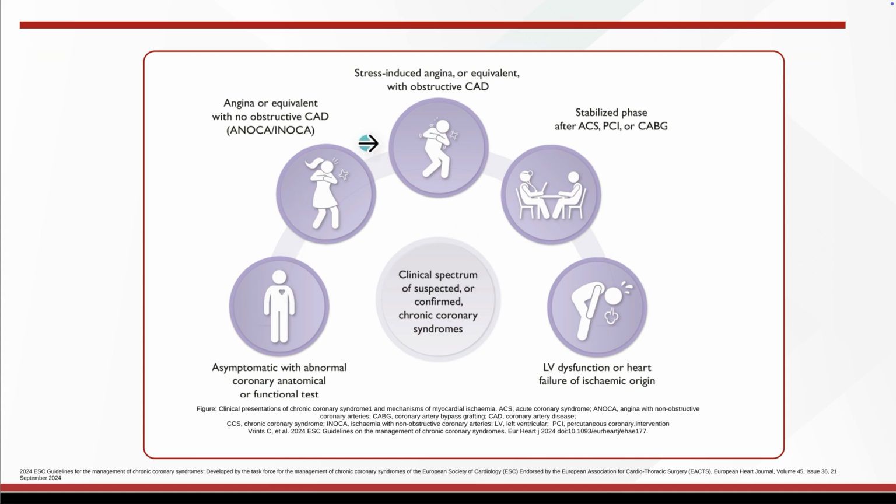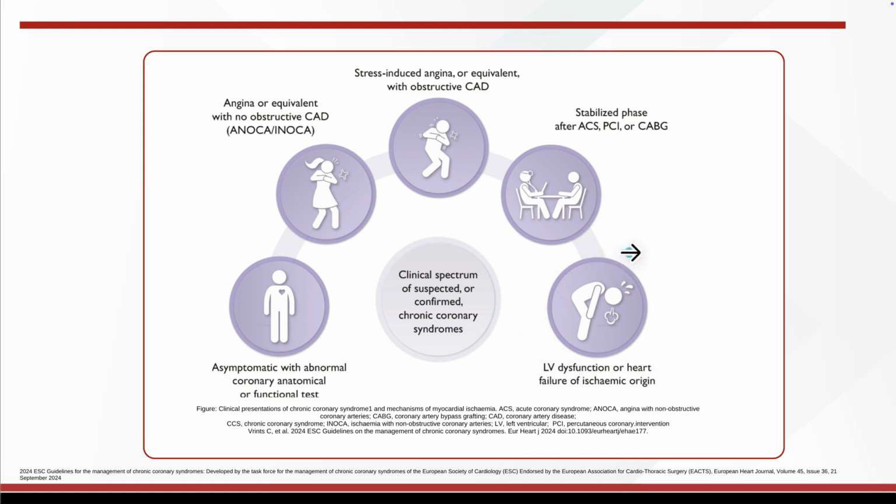These structural or functional abnormalities can present in multiple forms. They could be totally asymptomatic, presenting only as abnormalities of functional testing. They can present as angina, where there is no occlusion of a major epicardial coronary. They could present as the classic angina with epicardial coronary stenosis. They can present after an acute coronary syndrome, after revascularization after bypass, and they can present in patients with LV dysfunction or heart failure.